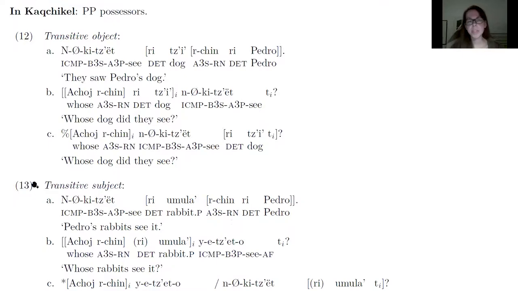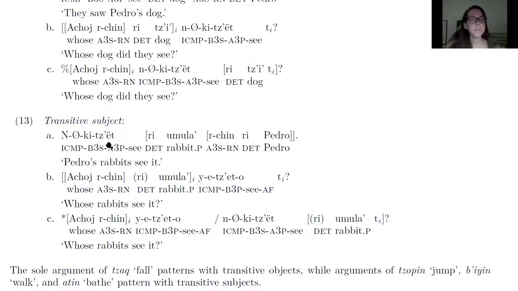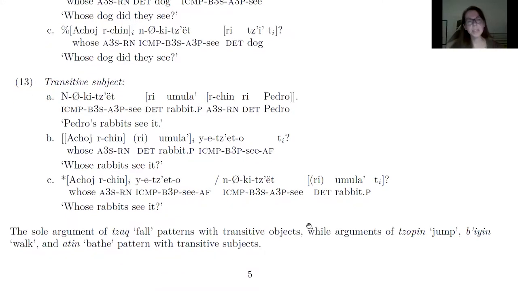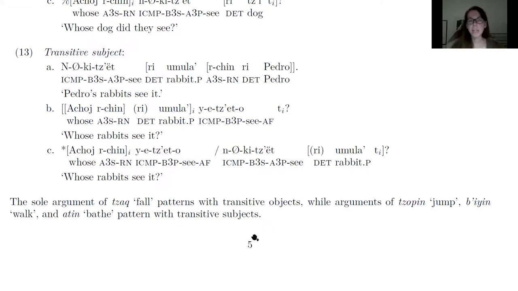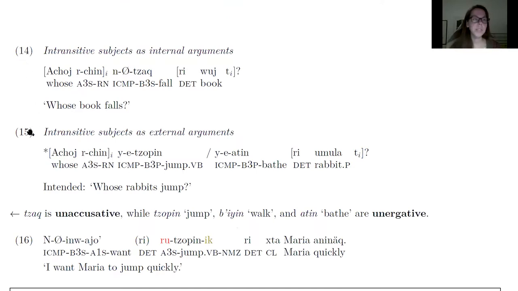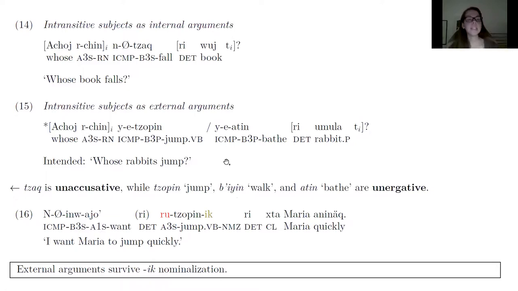But this is not possible with transitive subjects, right? So if we have an example like, the rabbits of Pedro saw them, I cannot ask the question, of whom saw the rabbits? This is ungrammatical in Kaqchikel. And so again, when it comes to intransitive verbs, they can be divided into two different groups. So tsak, for example, allows this subextraction, and piyin and atin do not allow this subextraction. You can see this illustrated in 14 and 15 respectively. So I can ask, of whom falls the book? This is fine. But I cannot ask, of whom jump the rabbits? Okay, so these data show that indeed, apparently tsak is an accusative. It is not that relevant for us here, but piyin and atin are ergative predicates.